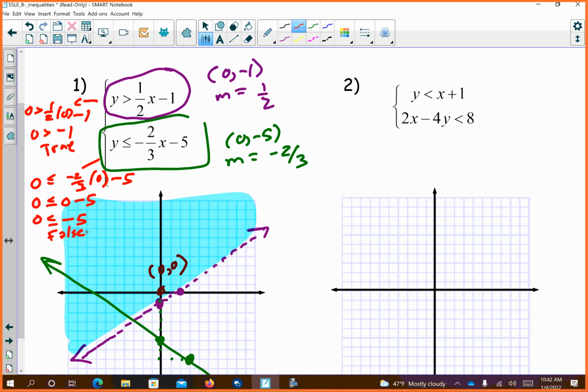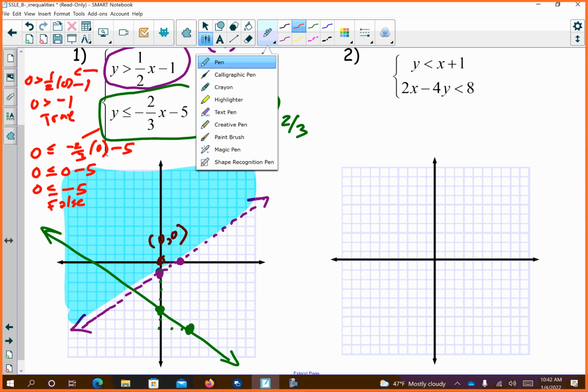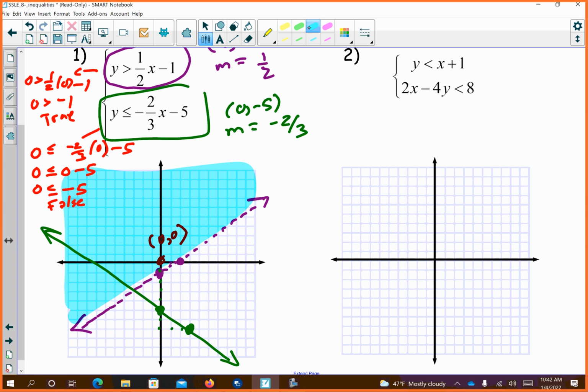Okay, which line are we referring to on this one? The purple or the green? The green? So I'm going to shade the opposite side of the green line. I shade the opposite because they gave me a false there. Opposite side of this. So we'll do it in yellow.